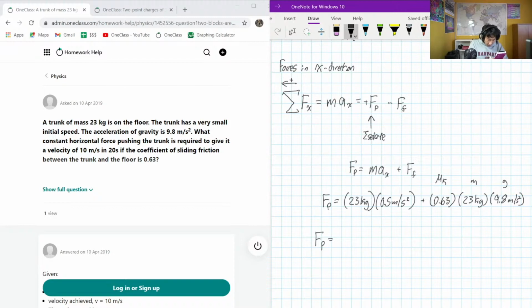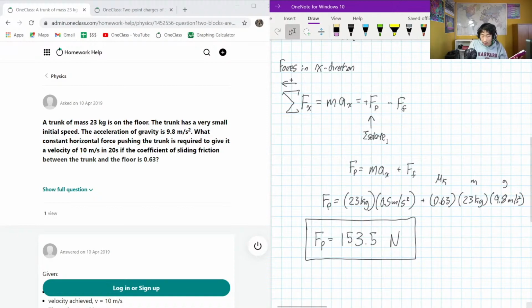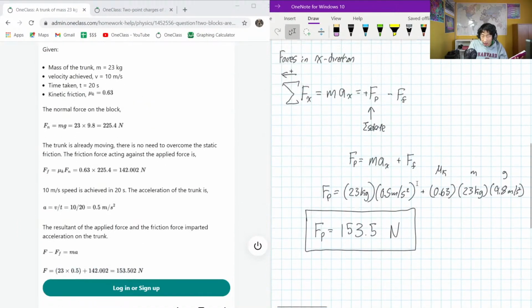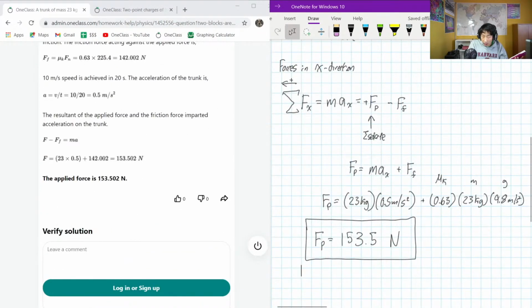So we got 23 times 0.5 plus 0.63 times 23 times 9.8. And my result for this, 153.5 newtons. Okay, hopefully we have a similar calculation here. Yeah, just with some rounding stuff.